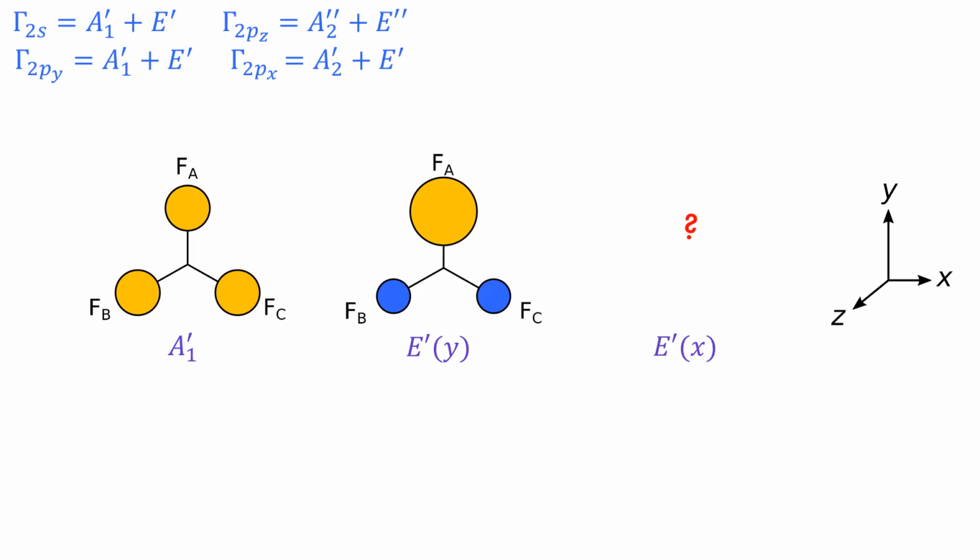Now we have the final piece of our puzzle to determine the two s fluorine group orbitals, as E'X has equal but opposite contribution from Fb and Fc with zero contribution from Fa. The orbitals on Fb and Fc are bigger than those in the A1' and E'Y orbitals. It has x-axis character as it has a node in the middle and runs from negative to positive.